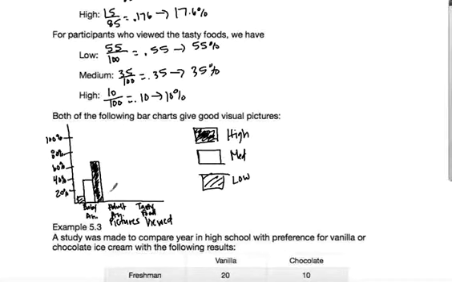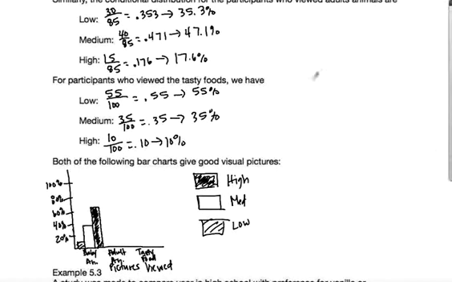Okay, adult animal pictures. So these are coming from these numbers. So 35.5% for low, 47.1 for medium, and 17.6% for high.